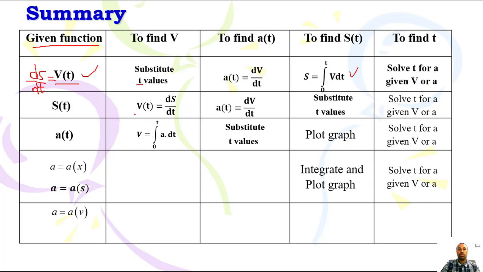And if you have an s of t function, then to find the velocity you simply differentiate, ds by dt, and the acceleration will be dv by dt. So once you have the v function, you differentiate again, or just take the double derivative of s. Then substitute the t value and solve for t again. If you are given acceleration as a function of time, velocity will be the integral of a dt; substitute the t value, then plot the curve, and solve for t for any given velocity and acceleration.